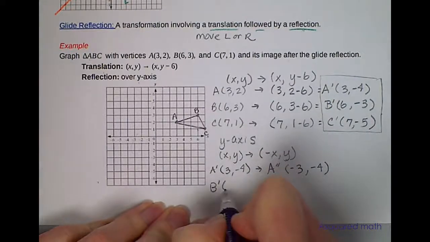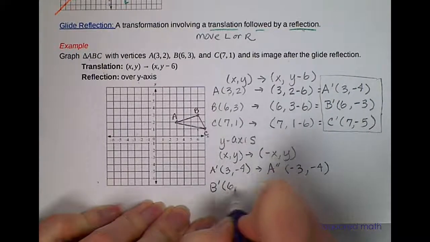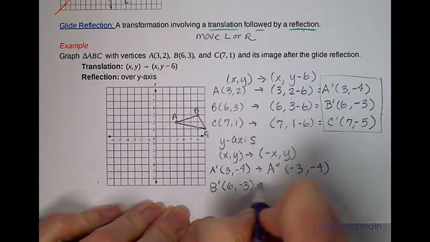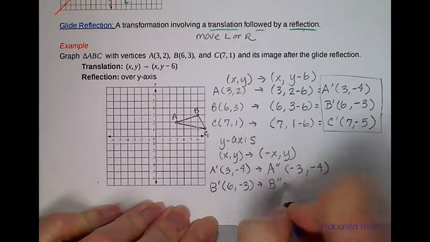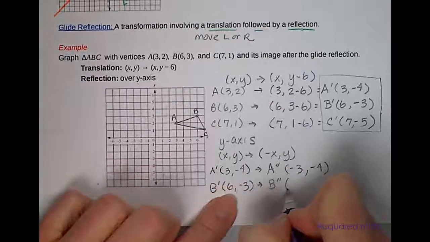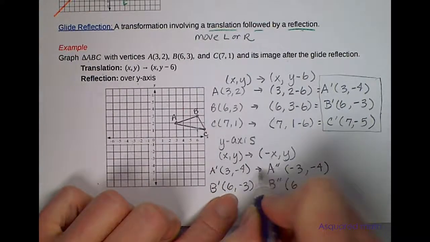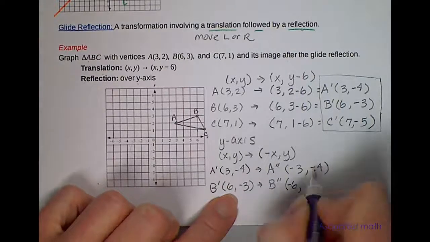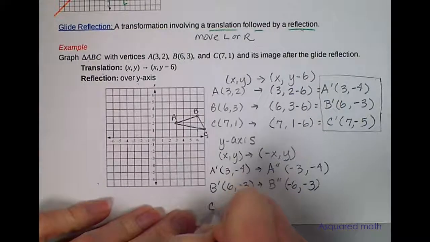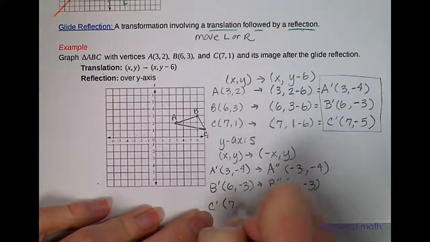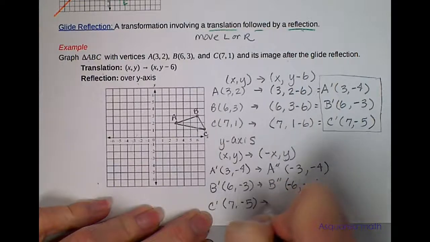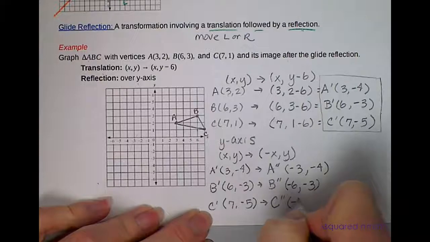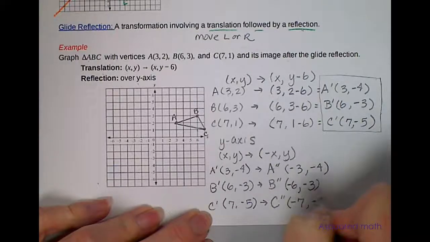We are going to reflect B prime, which is (6, negative 3). And it's going to give us B double prime, keep our x of 6. Opposite sign of our x is negative 6. Keep our y, which is negative 3. And then finally, C prime has the point (7, negative 5). And we need to reflect that. So we will get the opposite sign, so (negative 7, negative 5).